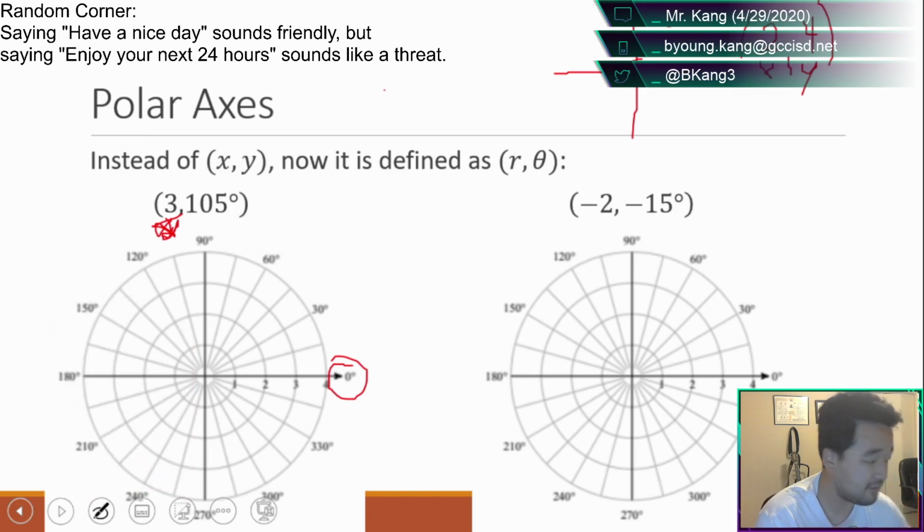Okay, so you're facing that way. Now, for all polar things for the rest of this unit, pretend you start on the origin. So you're standing on the origin, and then turn towards 105 degrees, and then you're going to step out 3 spaces worth. So 1, 2, 3. Or you can just follow this.